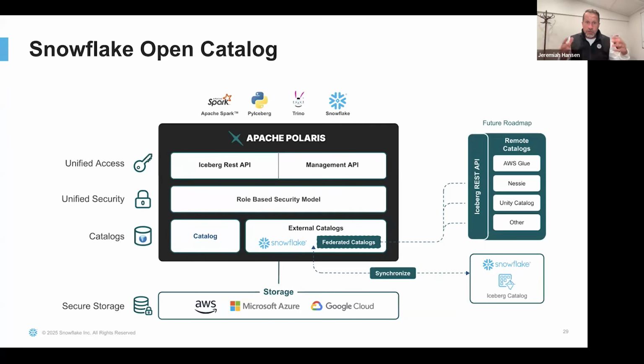And Open Catalog provides, and Polaris provides some role-based access control, so it provides some basic governance capabilities, provides REST and management API interfaces and the other items. So that's the quick overview of Polaris.